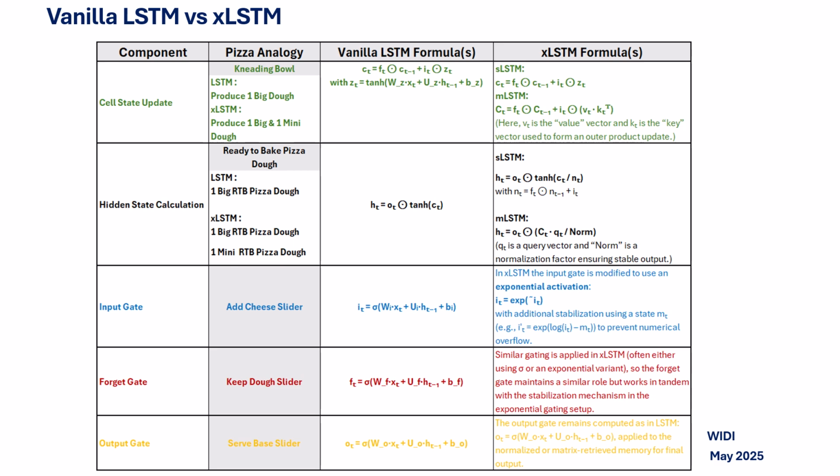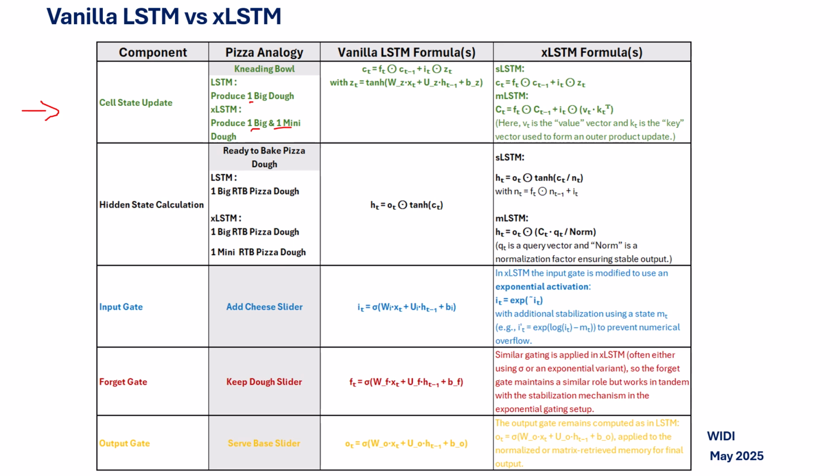So first, in the cell update, it's basically a memory update for the XLSTM. What is different is that the kneading bowl in vanilla LSTM has only one big dough, while extended LSTM produces one big and one mini dough bowl, which could contain more than one mini pizza. It should be more, but to make things simple, I will be using only one number. Okay, so this is the formula for the state update.